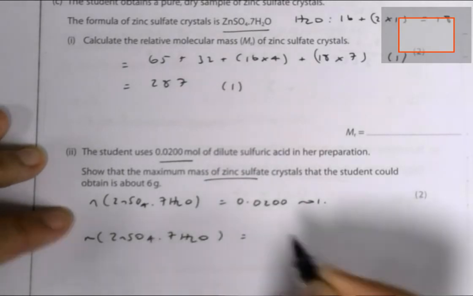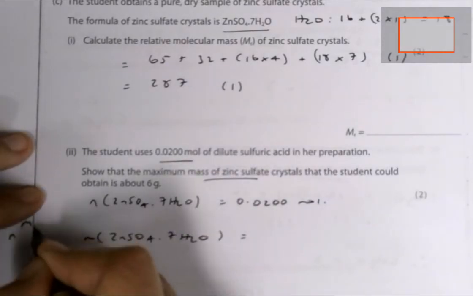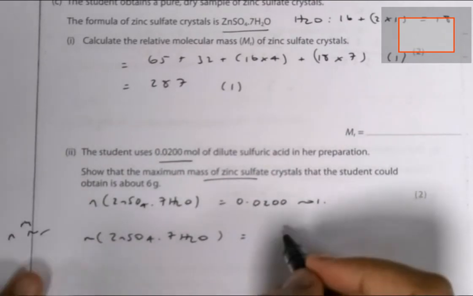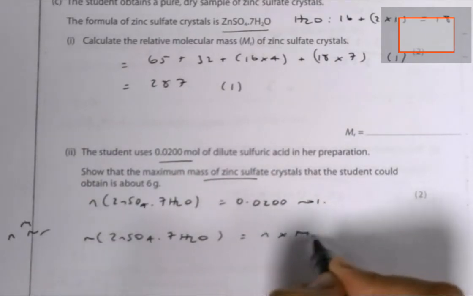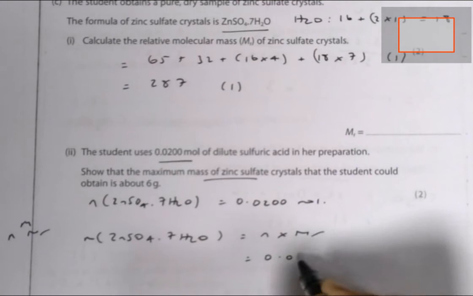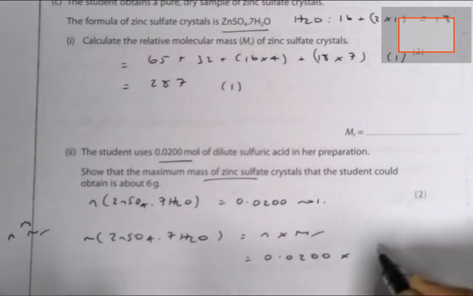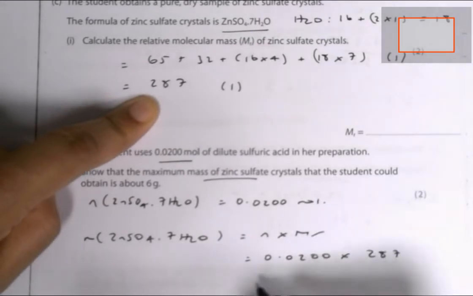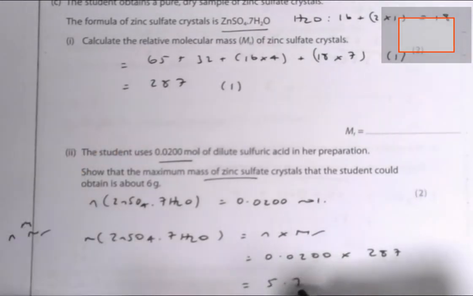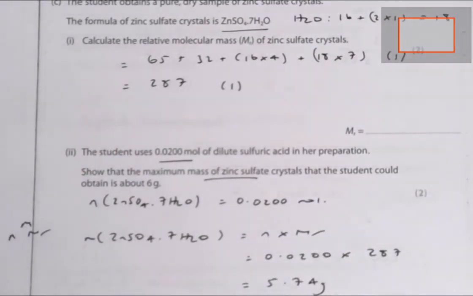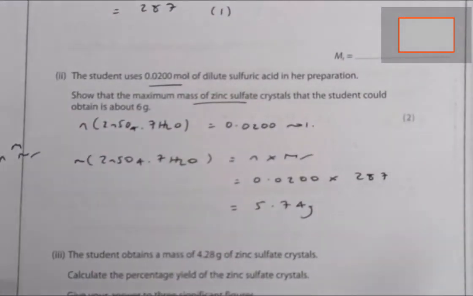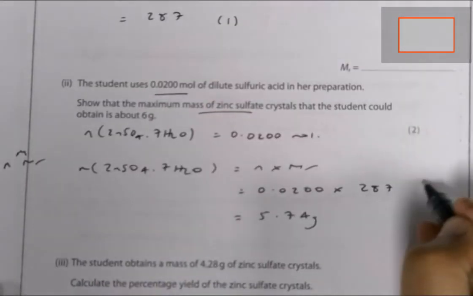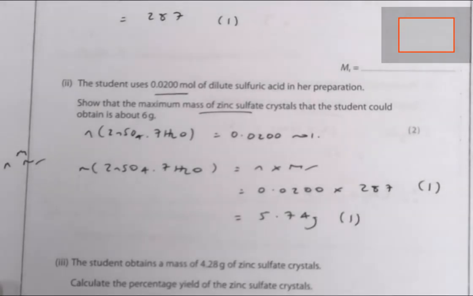Okay. The maximum mass of zinc sulfate crystals, and I like to lay my working out like this so I know exactly what I'm doing. So remember, number of moles is mass over Mr. So mass is number of moles times Mr. So 0.0200 times the Mr that we used up here. And that comes to 5.74 grams. So you get a mark here for this calculation and then a mark for your final answer.